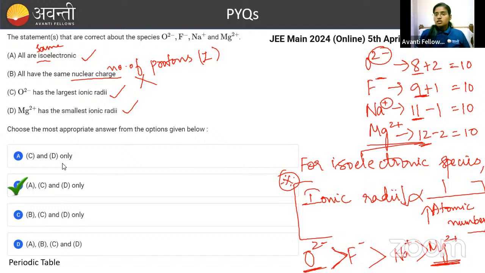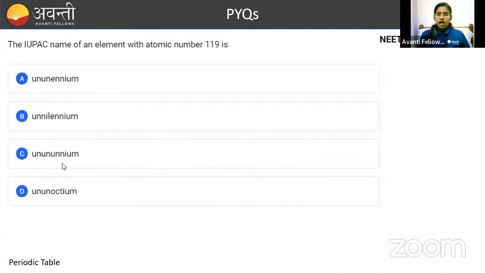Okay, so now we'll go for the next question. A very easy question from NEET 2022. The IUPAC name of the element with atomic number 119 is. So what is the answer? You can tell me, ma'am, we have only 118 elements in the periodic table, so how come this 119, this is out of syllabus kind of thing, no? You may think like that. But if you discover the element with atomic number 119, how will you name it?